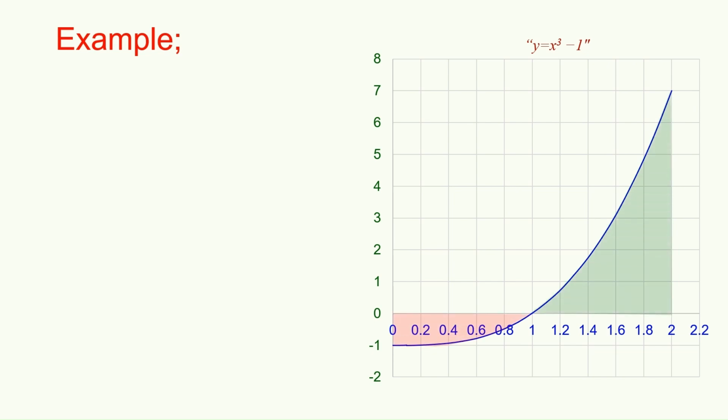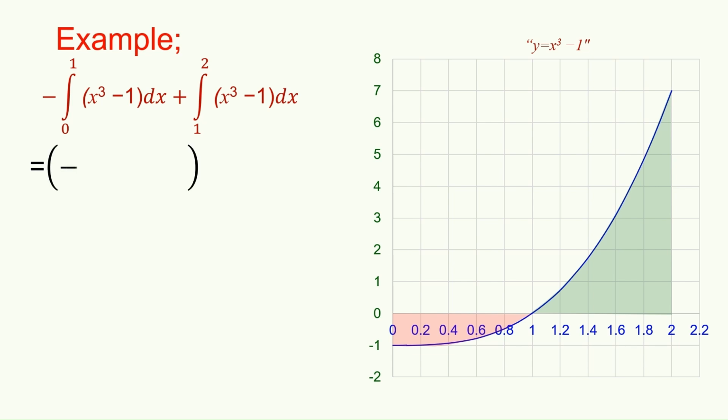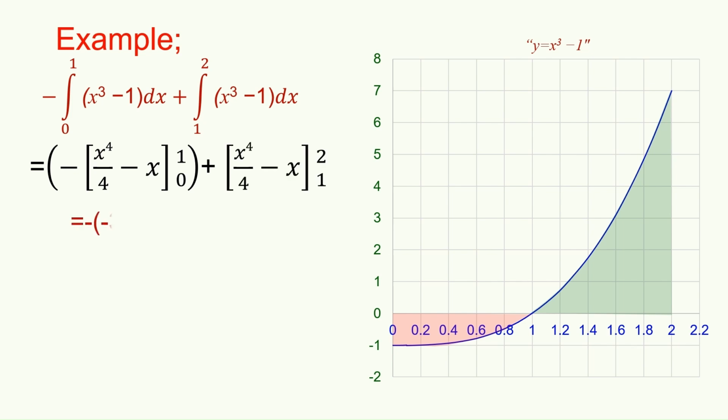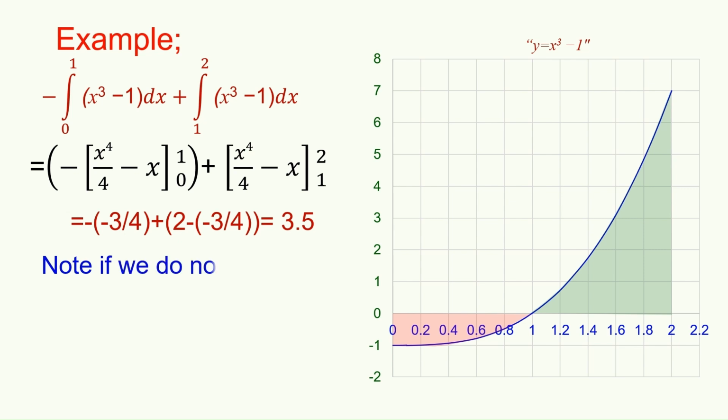Minus definite integral of x cubed minus 1 with respect to x from lower limit 0 to upper limit 1, plus definite integral of x cubed minus 1 with respect to x from lower limit 1 to upper limit 2, equals minus (x to the power of 4 divided by 4 minus x) evaluated from 0 to 1, plus (x to the power of 4 divided by 4 minus x) evaluated from 1 to 2, which works out to be 3.5.